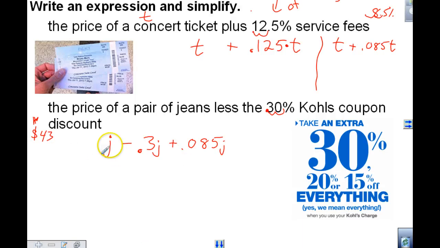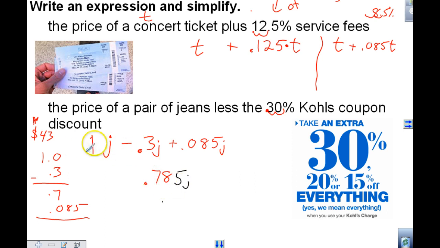The nice thing is, these can be simplified. We'll subtract. What's 1 minus 0.3? No, 0.3, not 0.03. 1.0 minus 0.3. What does that equal? 0.7. All right, 0.7 plus 0.085. So 0.085, add it up. So we can say this is 0.785.